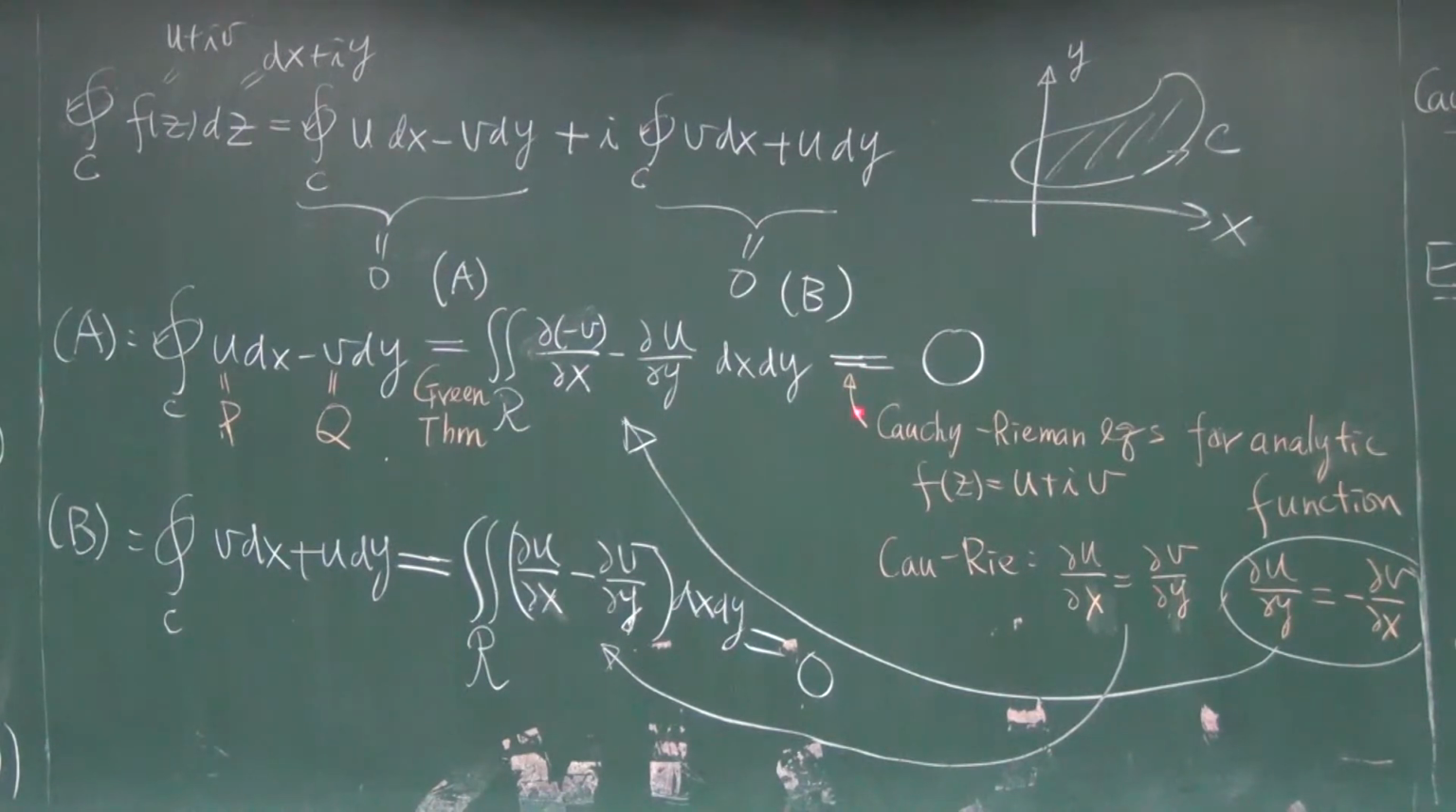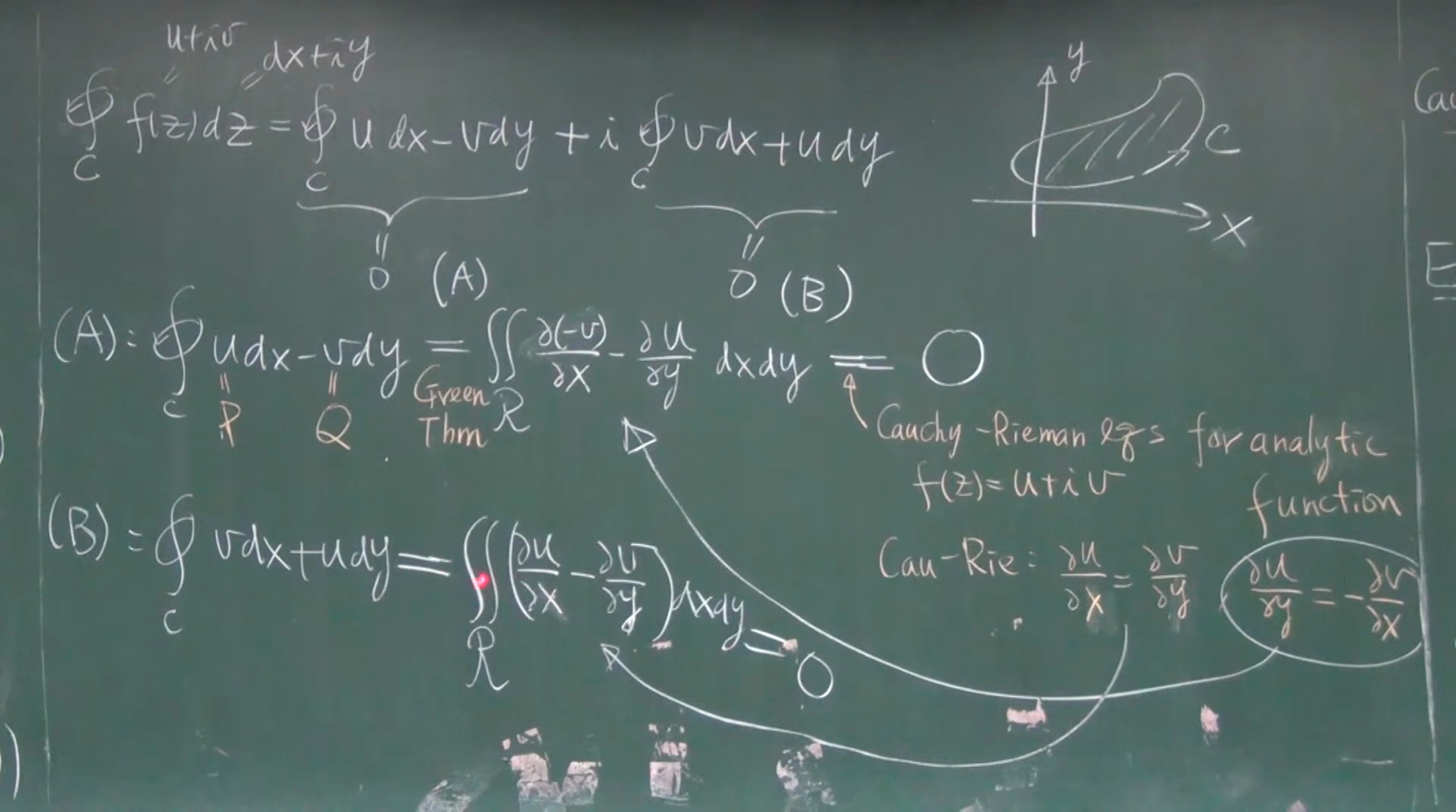So this integral equals 0 if the function f(z) is analytic. If it is not analytic, we cannot draw this conclusion. But if f(z) is analytic, then we have this conclusion. In the same way, we can show the second part, the b part of the integral in the first line, right here in the third line.